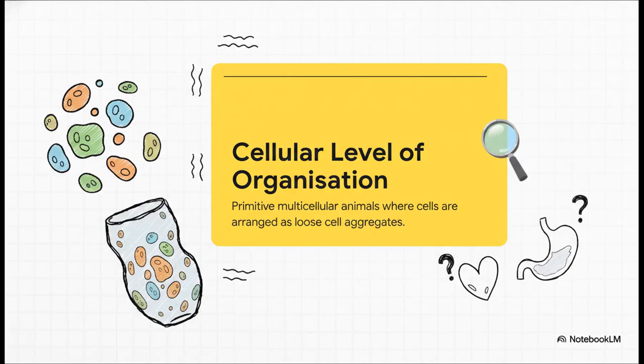So what makes a sponge so, well, primitive? It really all comes down to this, the cellular level of organization. Think of it like a group project where everyone is pitching in, but there are no assigned roles or specialized teams. The cells work together, sure, but they haven't formed dedicated groups like tissues or organs. It's really the simplest way you can build a multicellular animal.